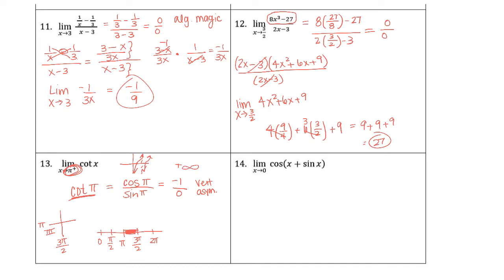All right, so 14, again, some more trig. We are substituting in our 0, so I have cosine of 0 plus sine of 0. So that's going to tell me that we have cosine of really just 0, which is going to be positive 1. All right, moving on to the next.